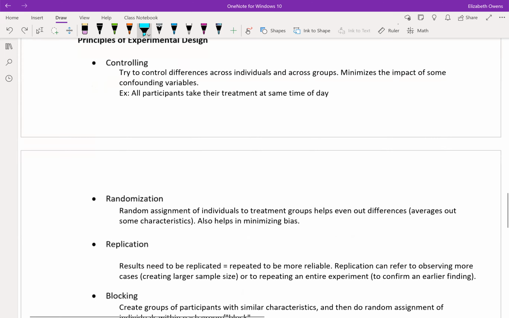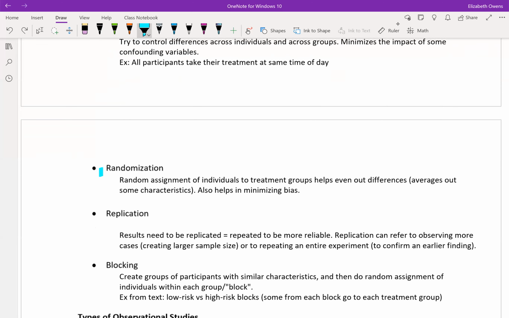Okay, the next principle to look at is randomization. And this is basically the idea of random assignment, which we've defined. So, by randomly assigning individuals to treatment groups, that's going to help even out differences, kind of averages out some of the extreme cases or characteristics among individuals. And this is also going to help in minimizing bias. So, random assignment, randomization is just a good idea in your experimental studies.